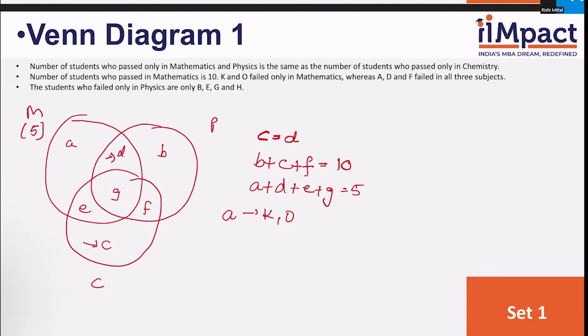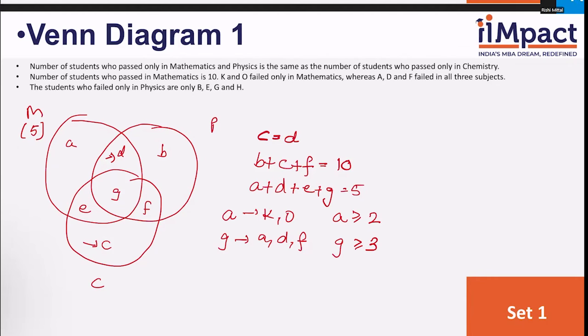Whereas A, D, and F failed in all three subjects. So we know G is going to have A, D, and F as its part. Again, we have not been told whether A, D, and F are the only ones who have failed in all the three subjects. Okay. So far what we know is A is going to be greater than or equal to 2 and G is going to be greater than or equal to 3. I hope everybody agrees. Yes.